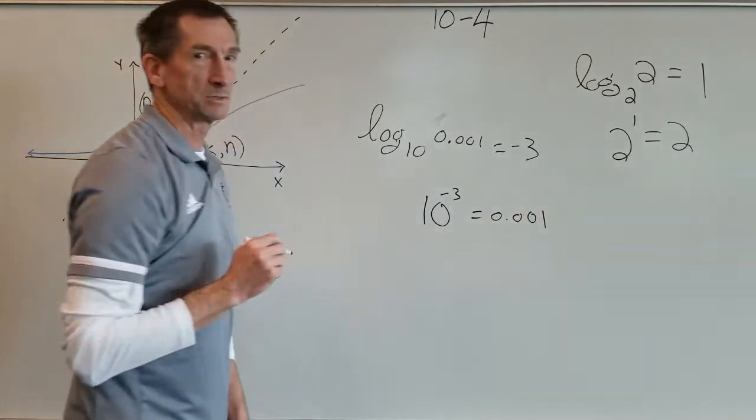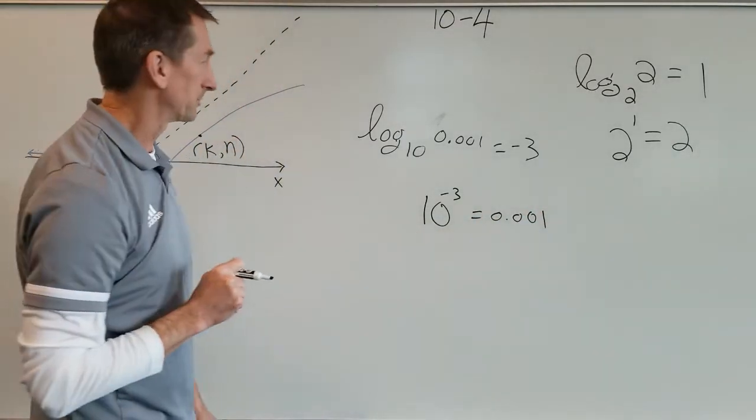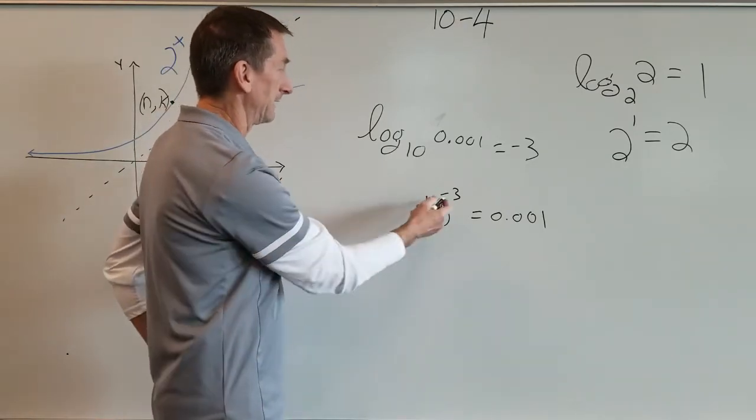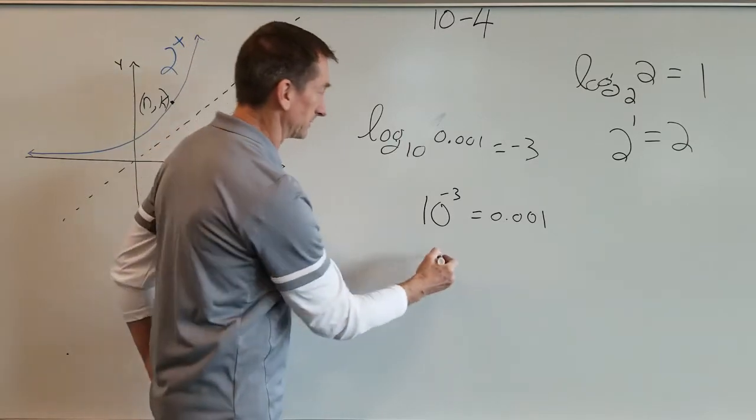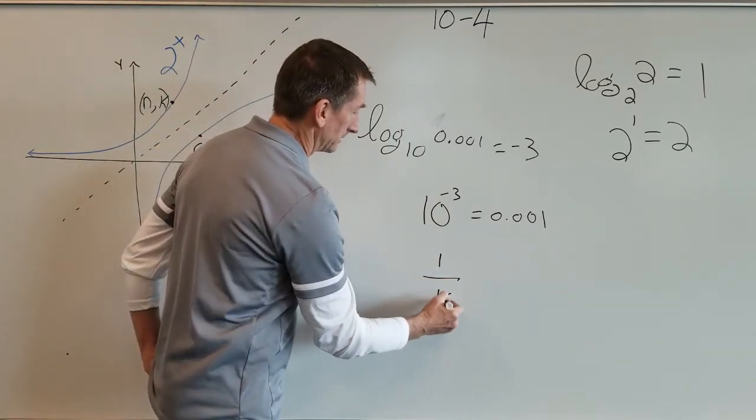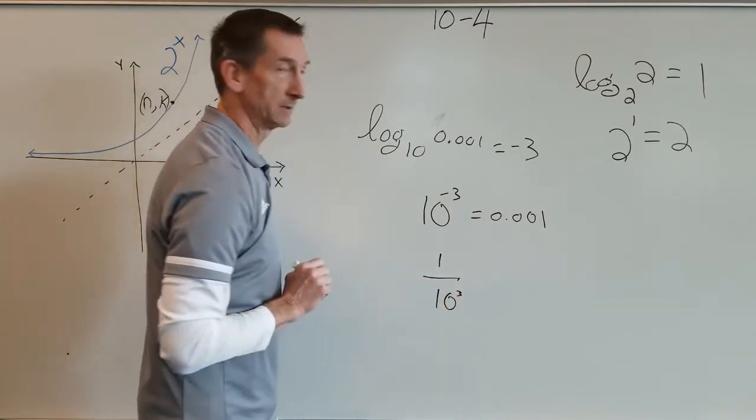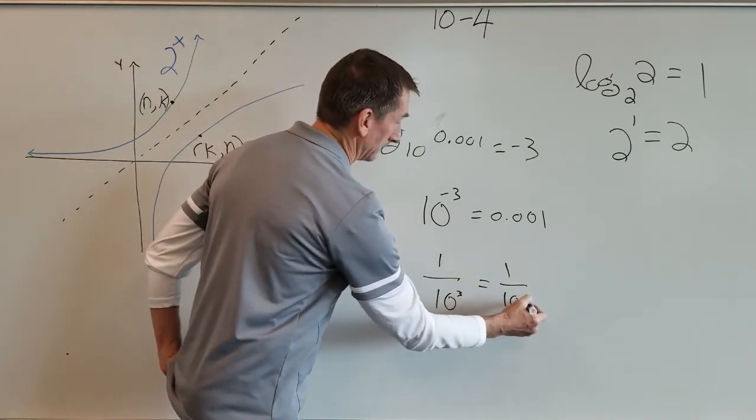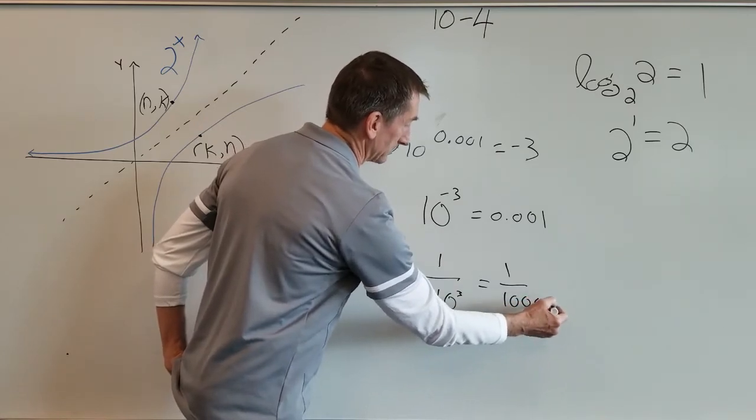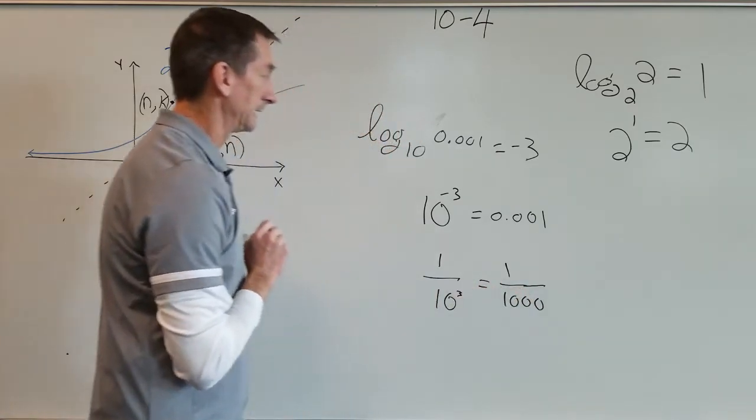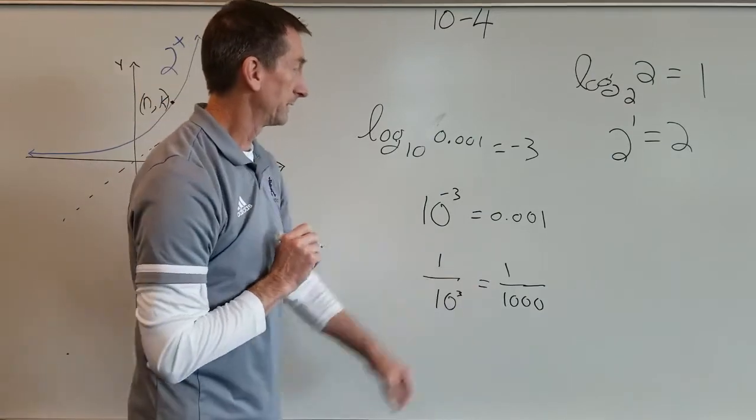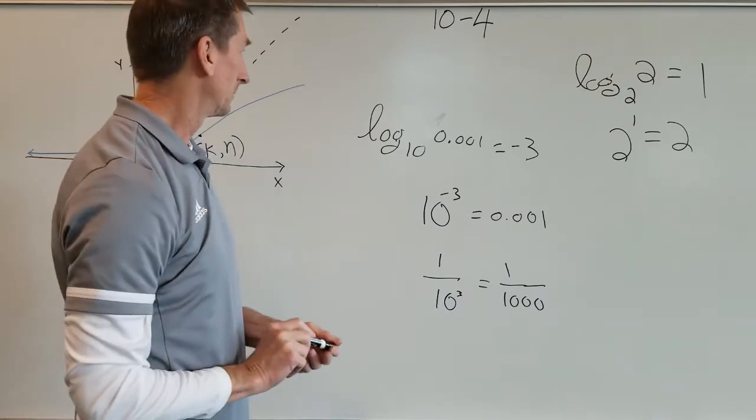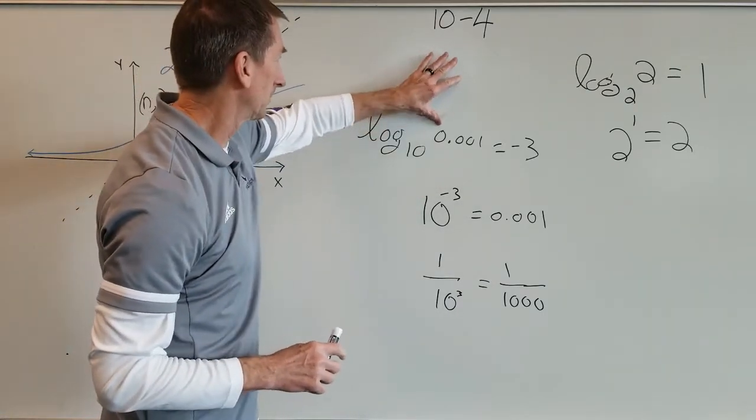0.001. Remember in one of the first sections of chapter 10, we saw what a negative exponent does for us. That's equivalent to 1 over 10 cubed. So that's 1 over 10, add some zeros, and that gives me 1 over 1,000. So this is just a shortcut way of writing some things.